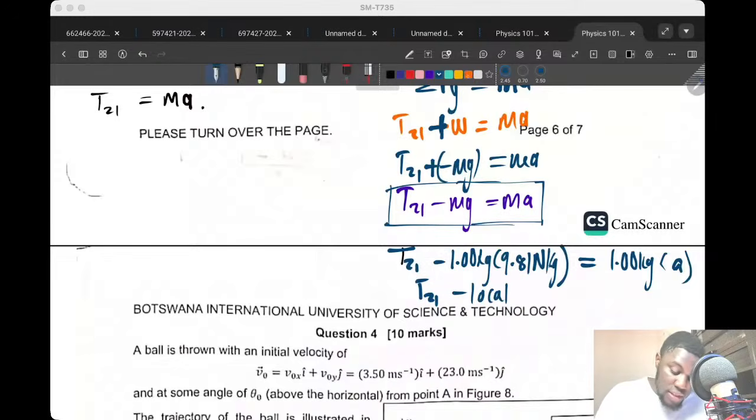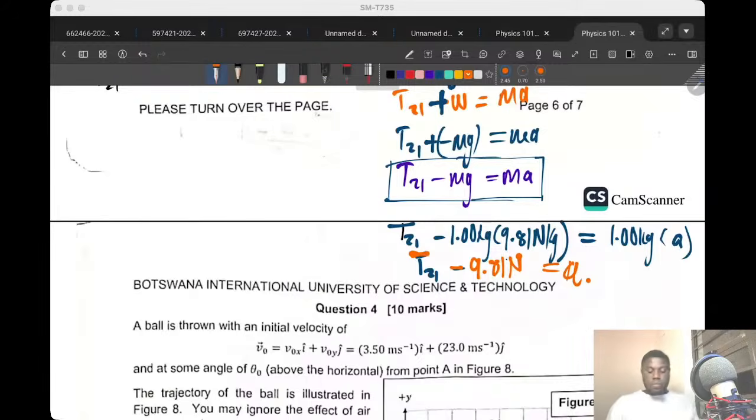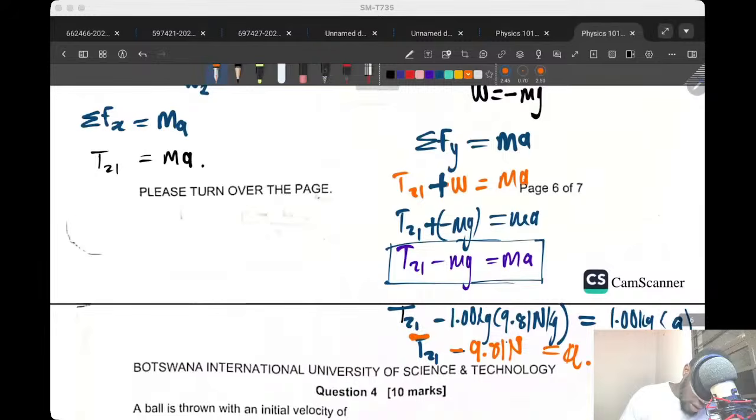So you can see this. What would you have here? 1 kg, T21 minus, here you have 1 kg times 9.81. You have 9.81 newtons. This is going to be equal to 1 kg times A, that is A. Now we take that A, we go and put it here.